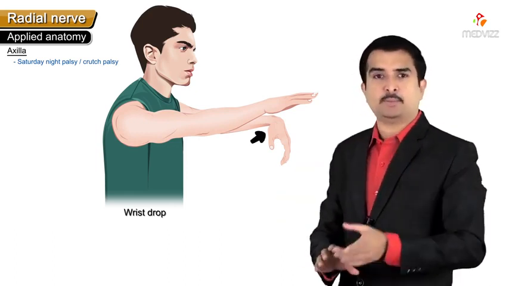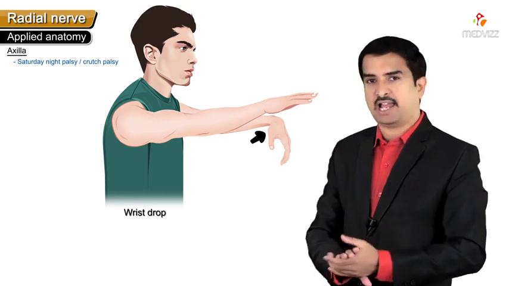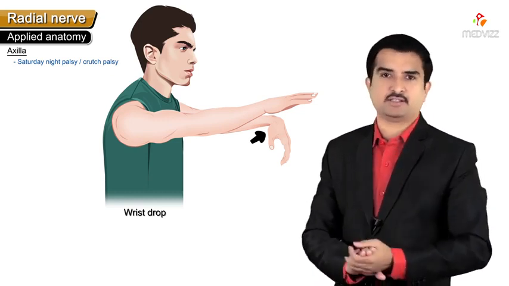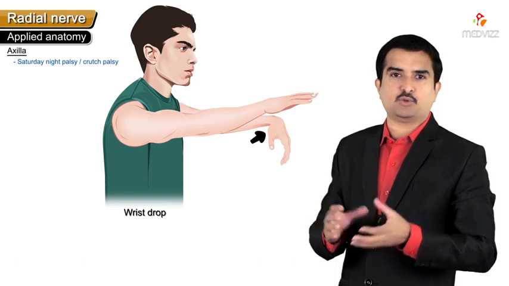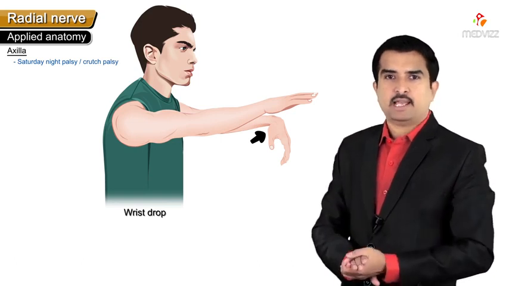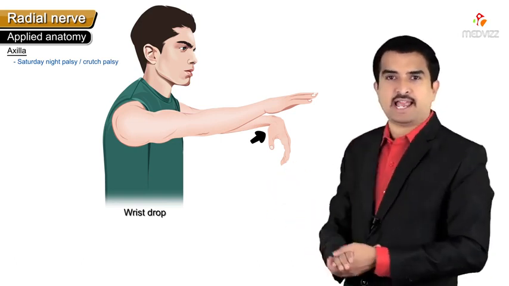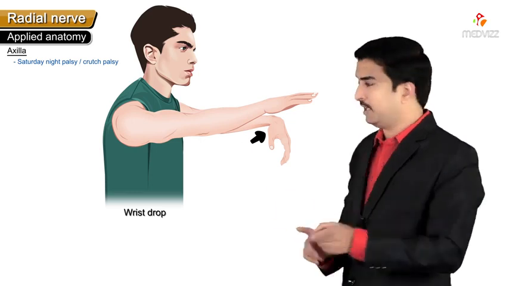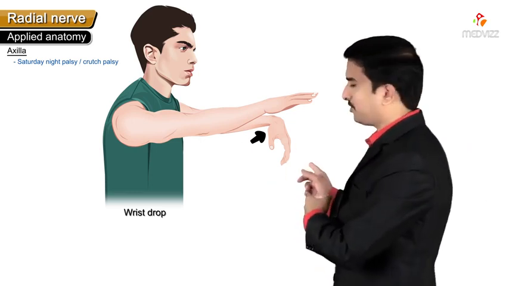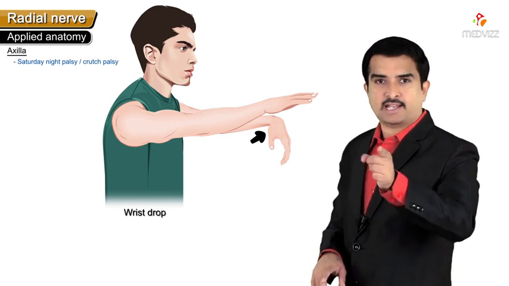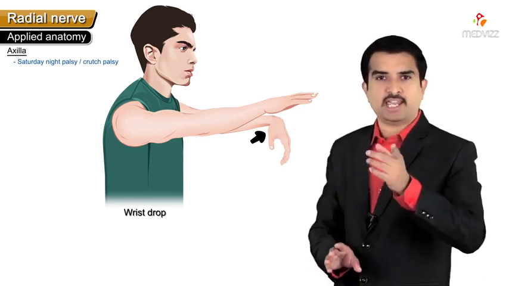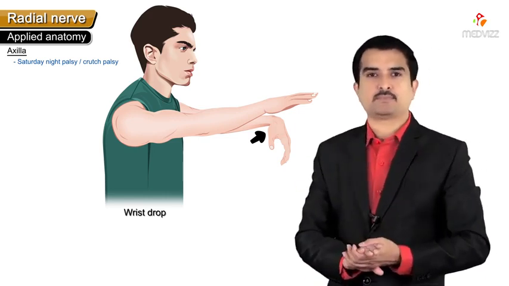Wrist drop is due to paralysis or weakness of the hand and finger extensors. That is mainly because of decreased grip strength. The patient cannot extend their hand at the wrist joint. It is completely in a flexed position. They cannot extend their hand. This is called wrist drop. So what do they experience in such a condition.